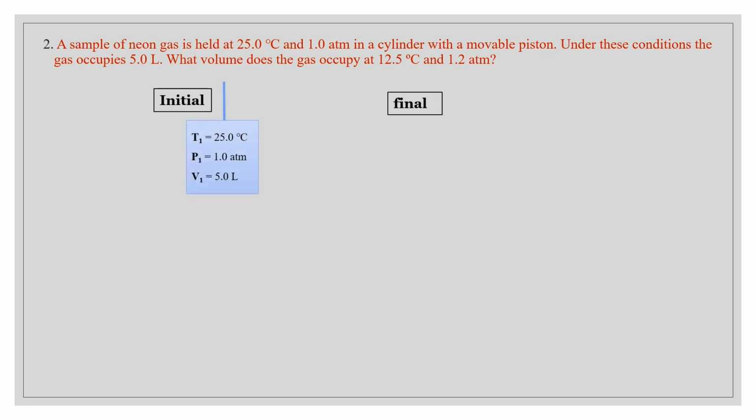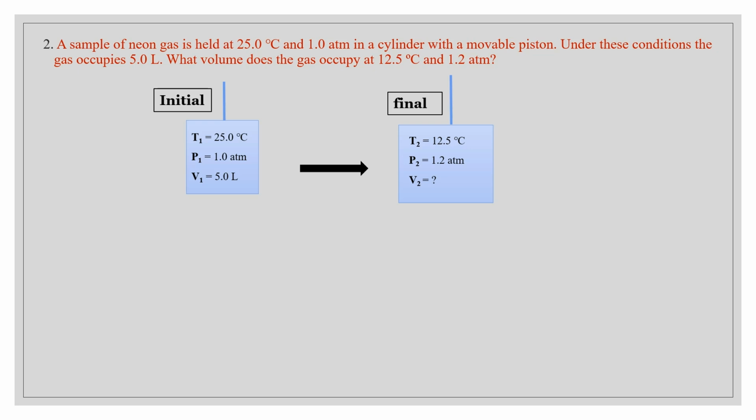Initial conditions: initial temperature is 25 degrees Celsius. Initial pressure is 1 atm. Initial volume is 5.0 liters. Now this gas mixture is inside a cylinder with a movable piston. This gas mixture converts into a final condition.